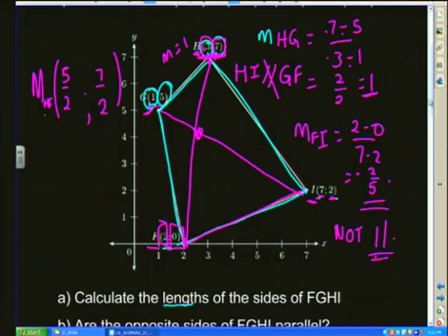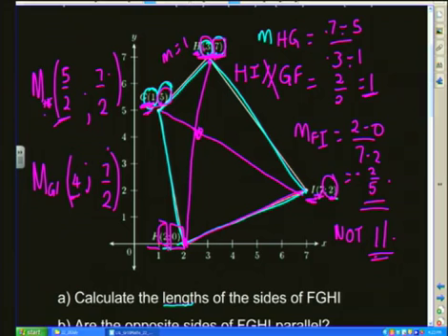Obviously, if these diagonals bisect, then the midpoint of GI will have to be exactly the same. Midpoint of GI, it's going to be 1 plus 7, which is 8, divided by 2, which is 4. And then 5 plus 2, which is 7, divided by 2. Okay, so they've got the same y coordinate, but they don't have the same x coordinate. So in other words, the midpoints are not the same.